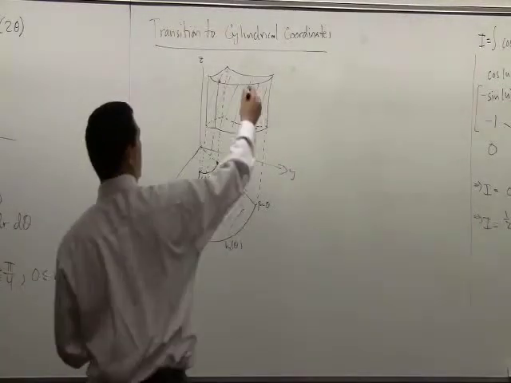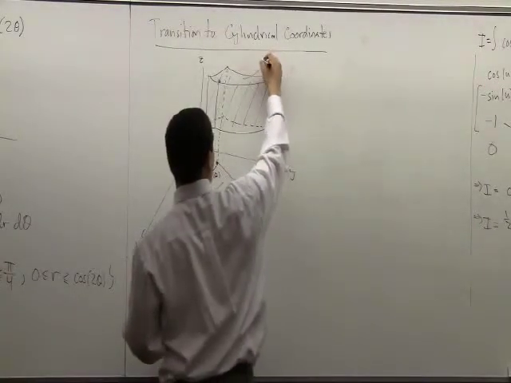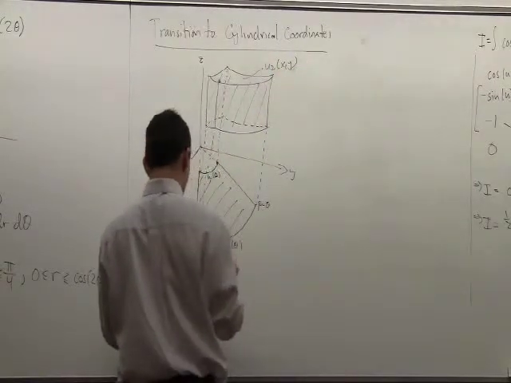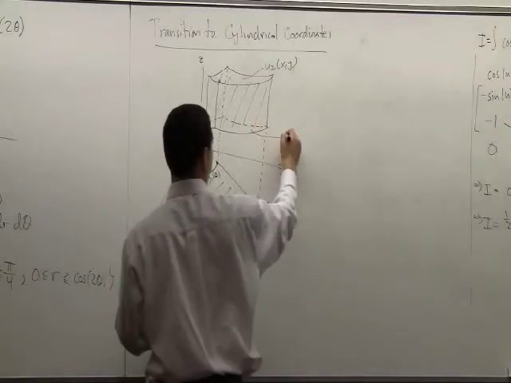Okay, so now let me name these. This top surface is going to be given by a function, say of x and y, and the bottom surface will be given by a function.